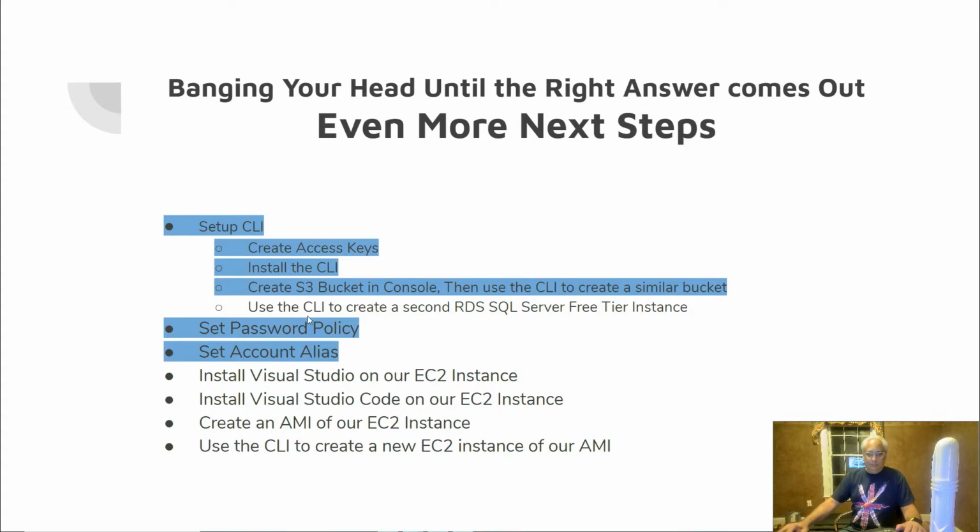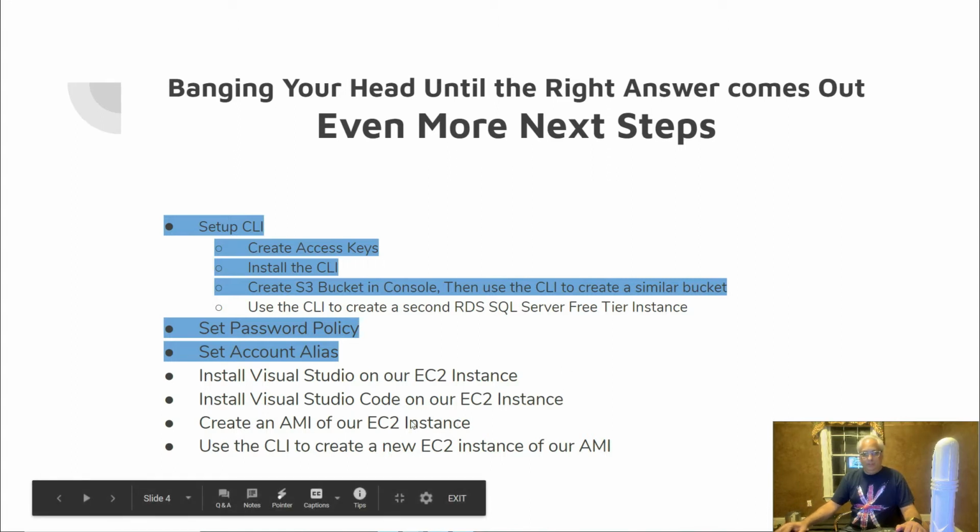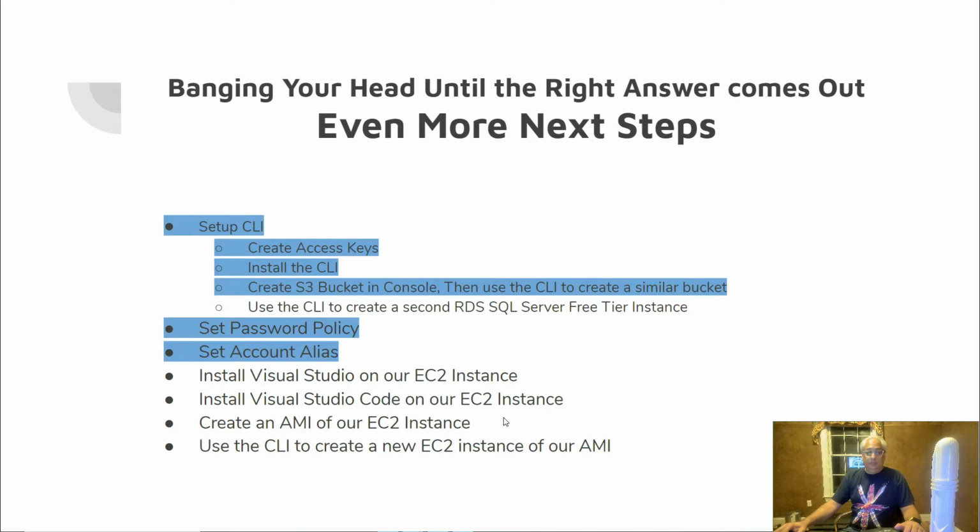Alright, we did a little bit of console work over here. Now we're going to return to my EC2 instance, and we're going to install some software on there. And then we're going to make an AMI image of it. And then we're going to use the CLI, maybe we'll use the console too, to make more copies of our EC2 instance.